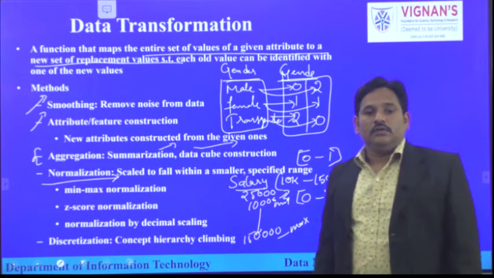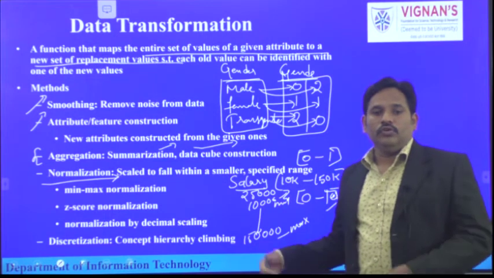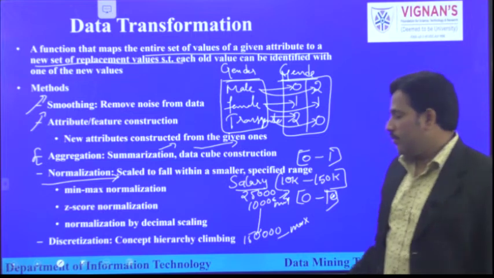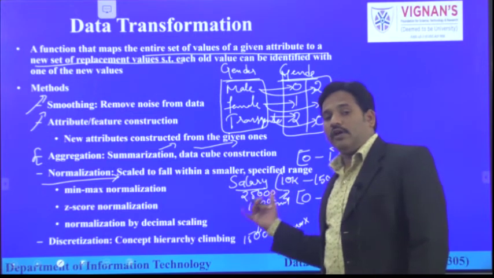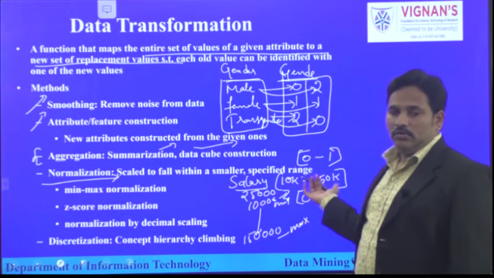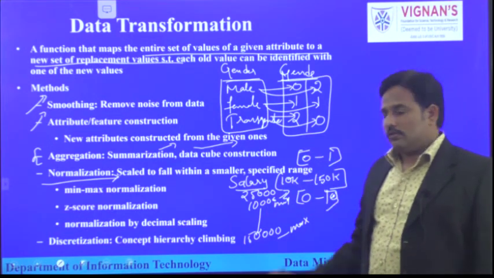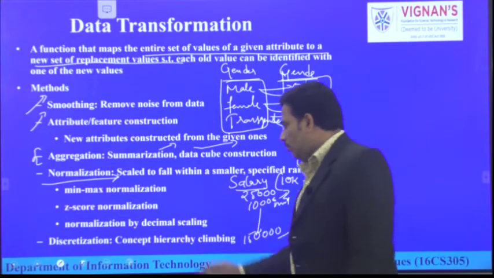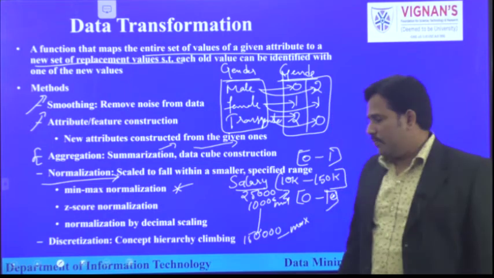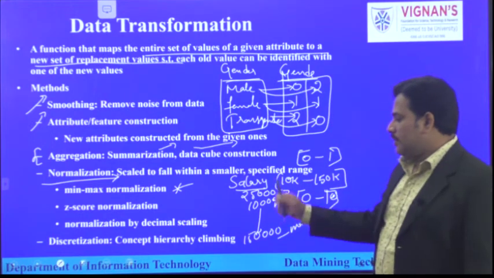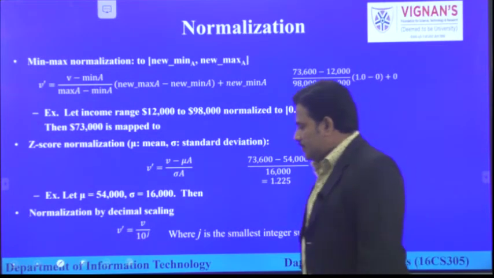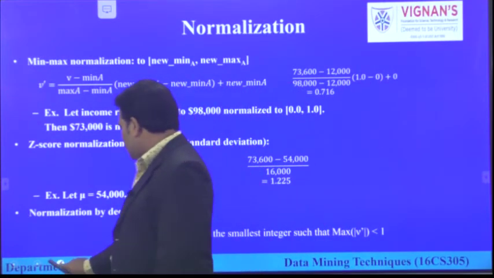Initially the range is 10k to 150k. Now we want to bring the new values into the range of 0 to 1. How can we convert the range from the original salary to a new range between 0 to 1? For that we can use these approaches: the min-max approach, the Z-score approach, and normalization by decimal scaling. Those techniques we'll see. First we'll see what the normalization approach is.